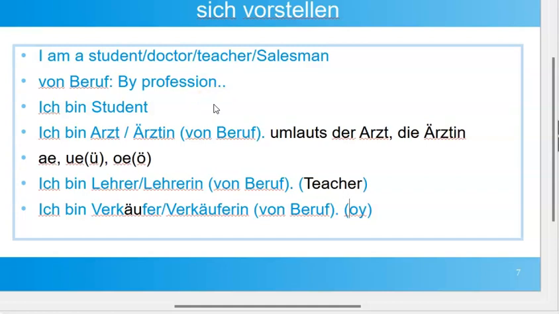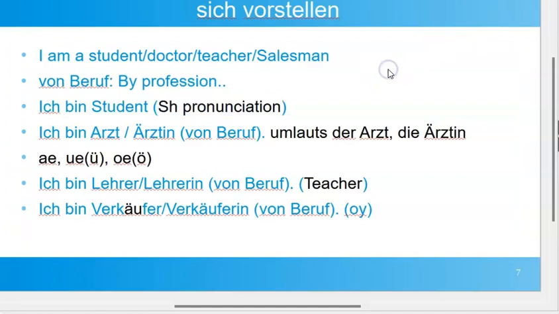Now you will also notice this, ich bin Student. Student is called Student. The only difference is in the pronunciation of S. The S in the beginning is pronounced as sh, like in English sh. So we have a pronunciation of this as sh pronunciation. Okay, so ich bin Student. Ich bin Arzt, Ärztin, ich bin Lehrer, Lehrerin und ich bin Verkäufer oder Verkäuferin.